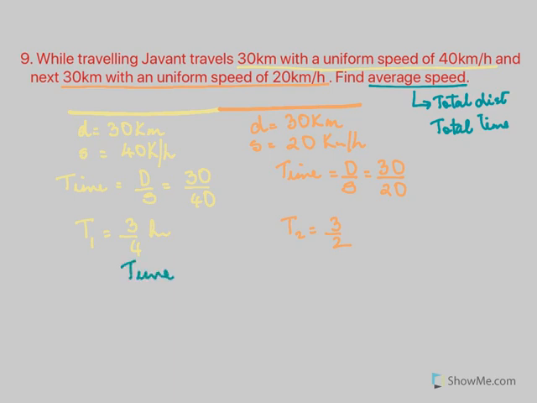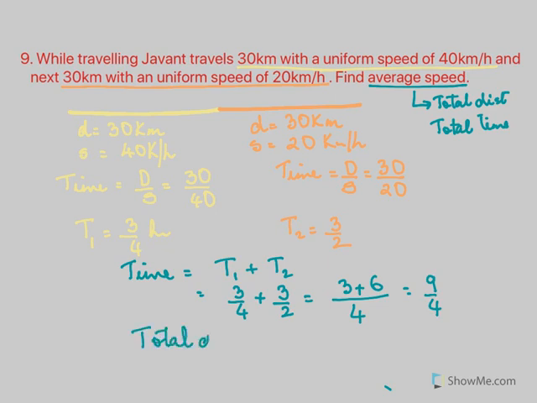So his total time will be T1 plus T2, that is 3/4 plus 3/2. You take LCM, which is 4, then 3 plus 6, that is 9/4 is his total time. And the total distance is 30 kilometers in the first section and 30 kilometers in the other. So it is 60 kilometers. This is hours.